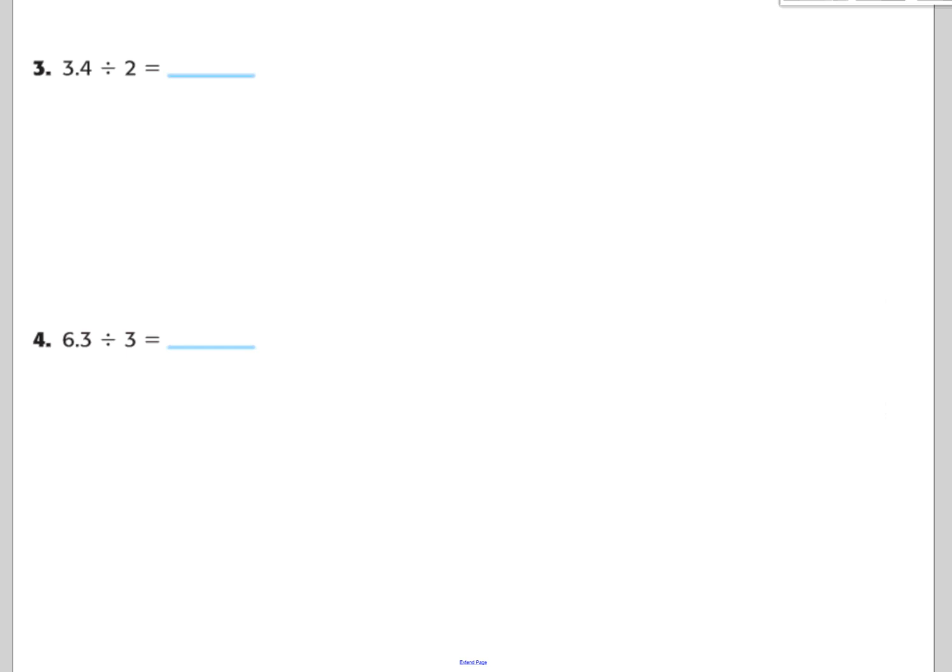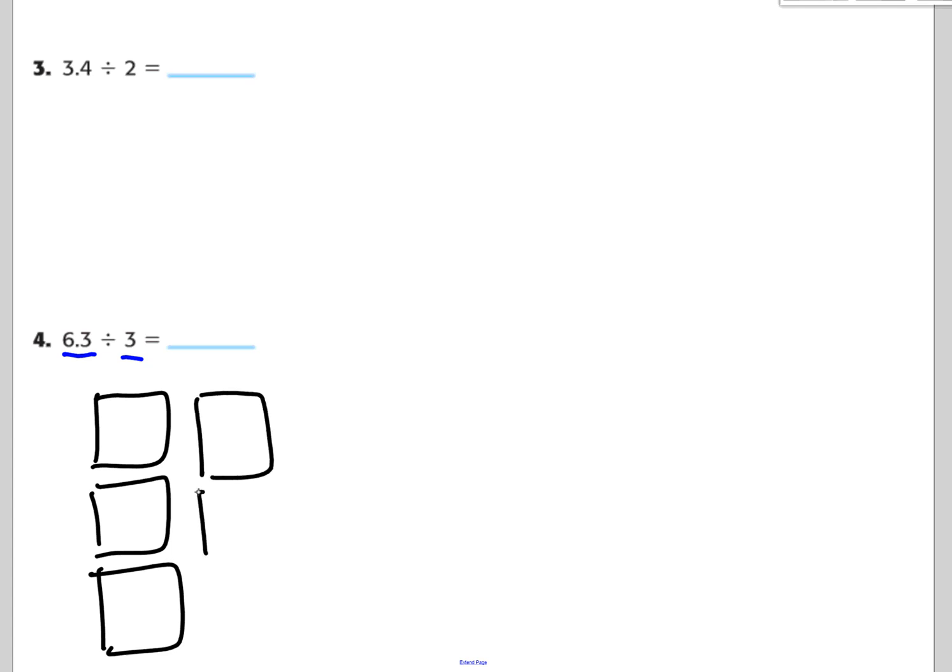All right, I'm just going to do 2 examples on the next page for you. I'm actually going to do number 4 first. 6 3/10 divided by 3. Now, I actually like to draw my blocks to begin with. You don't have to, but I just find it easier to have them there.